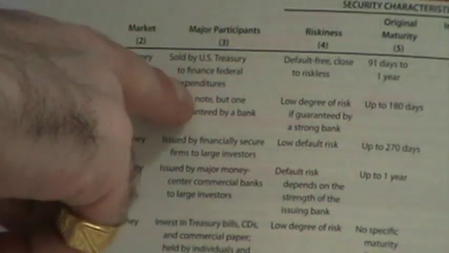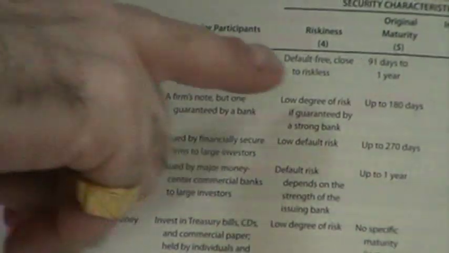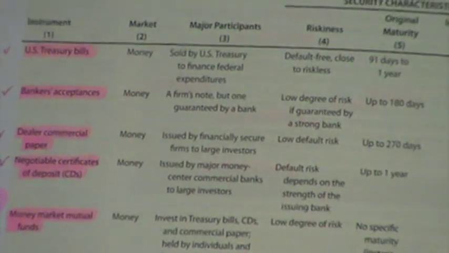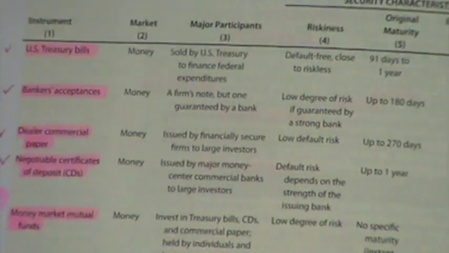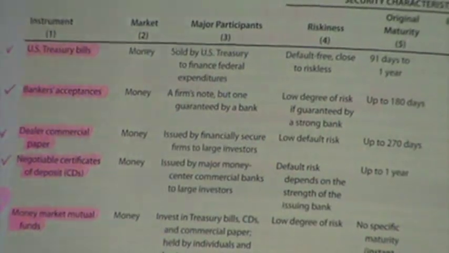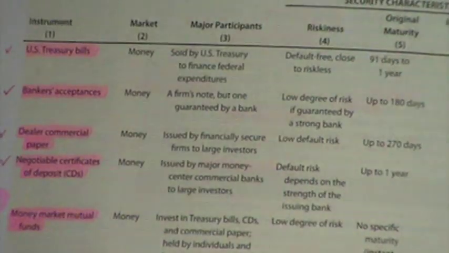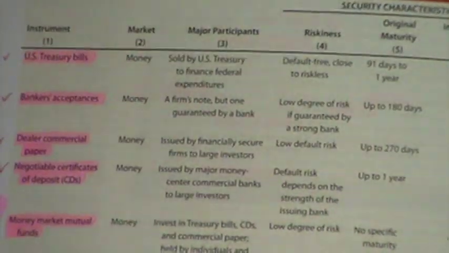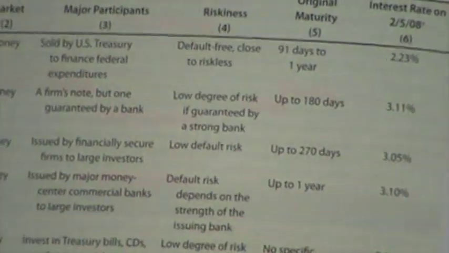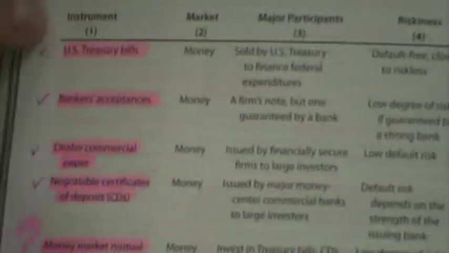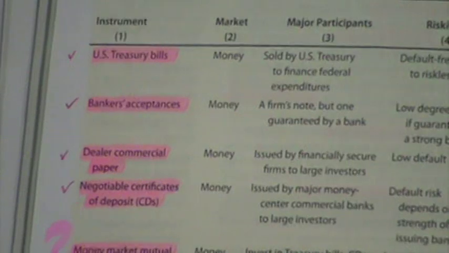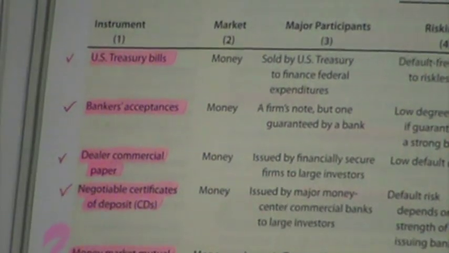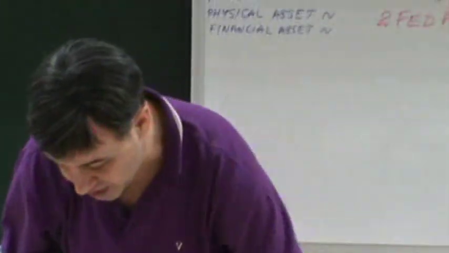And then it tells you major participants. Riskiness. Oh, they have it much nicer and better in this textbook. It says default free, close to riskless. And then it says original maturity, 91 days to 1 year. Interest rate on a particular date. In 2008, interest rate was 2023. So what they're doing here is giving a nice, sweet, short, easy summary for you to remember and understand. And I'm doing just a little bit more than that. Okay, let's get back to number 2.